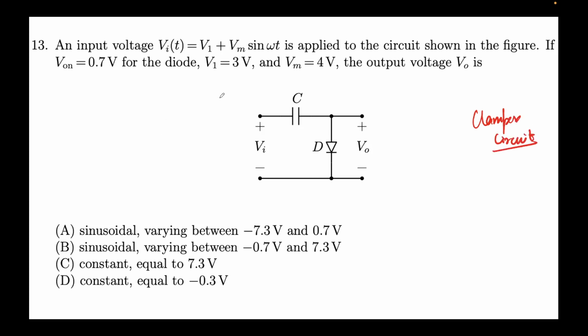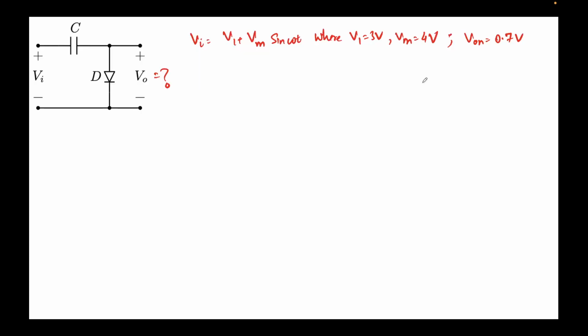Clamper circuit. So again, this is the same waveform as the previous problem, V1 plus Vm sine omega t. V on is 0.7. We are required to find the voltage V out, right? So again, what I'll do is that first I'll assume that the diode is conducting, and we'll try to see how it follows the input waveform. So first I'll draw the input waveform.